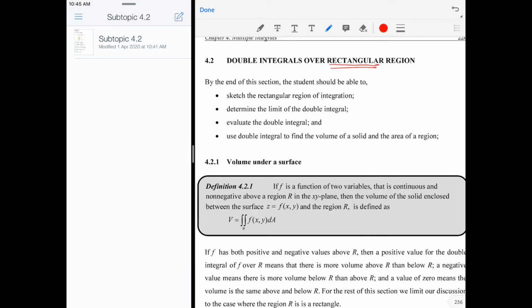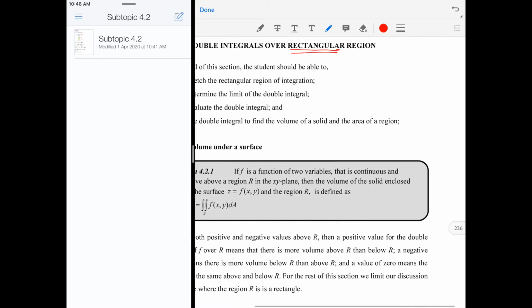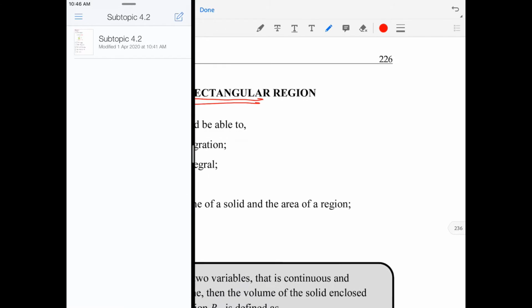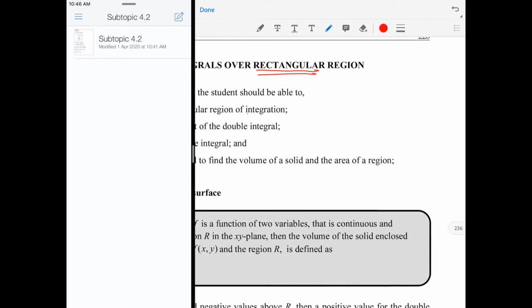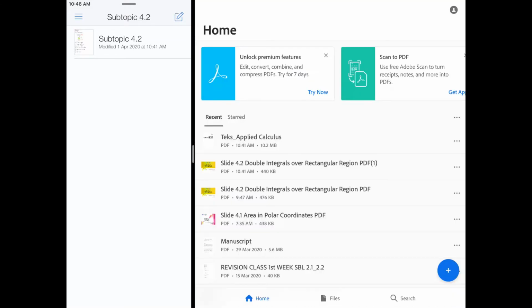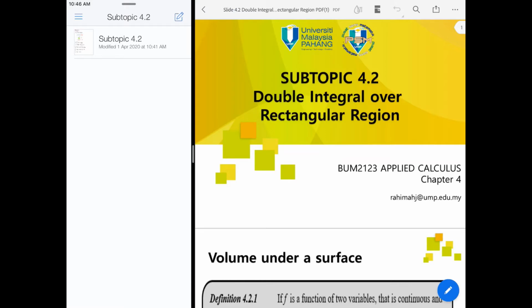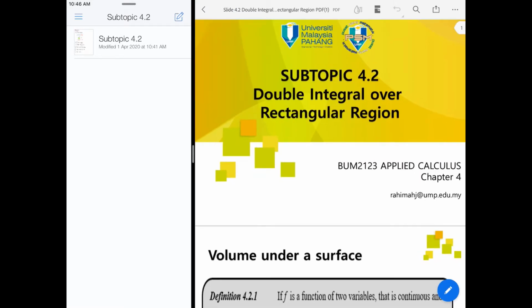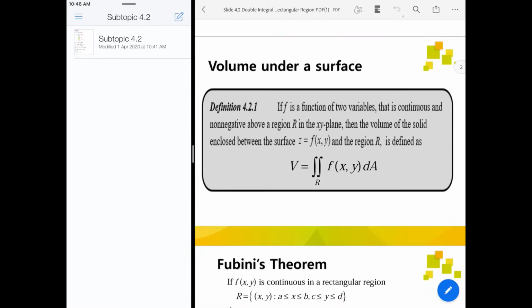Okay, over rectangular region. So if you refer to the module, you may turn to page 226. Page 226. So as usual, I already prepared some slides for you. So let's take a look at this slide. Alright, subtopic 4.2 double integral over rectangular region.